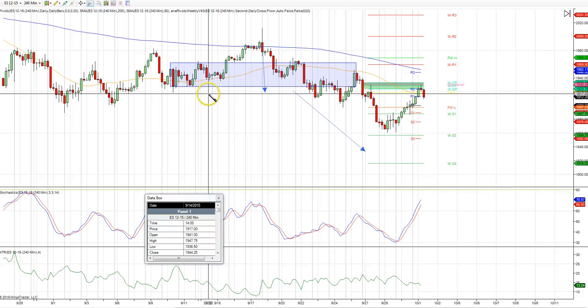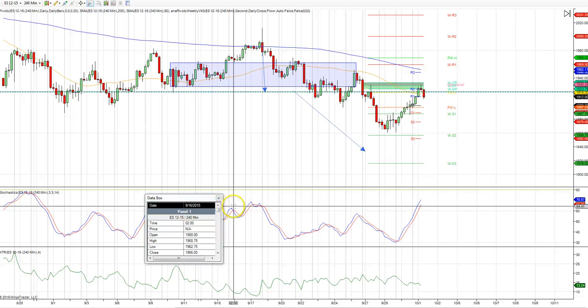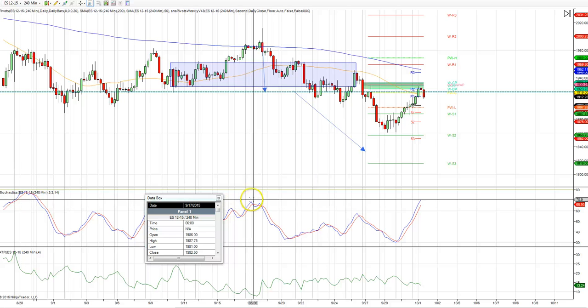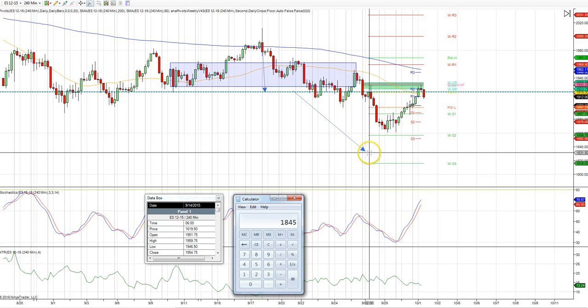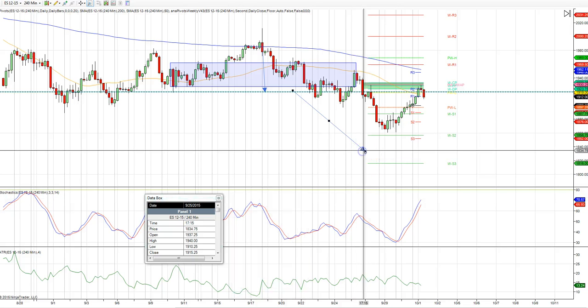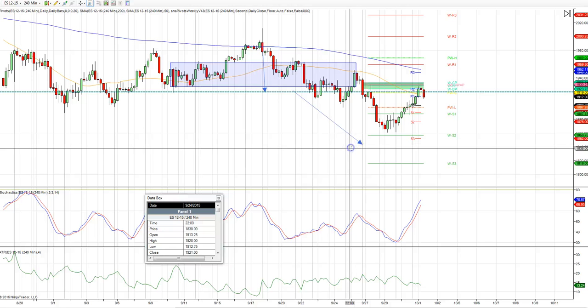From the break of this neckline around this area. So the target would be 73 points to the downside. So we would take 1918, the break of the neckline, minus 73 equals 1845 target. 1845 target around this area somewhere, right here.